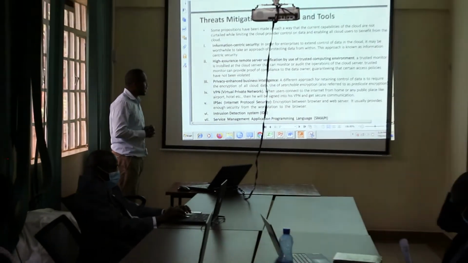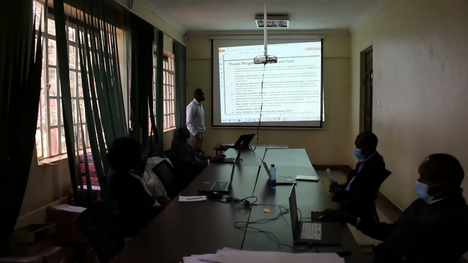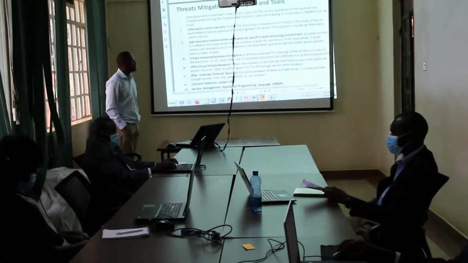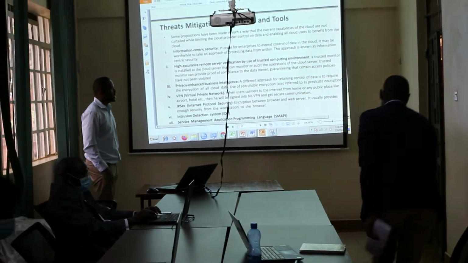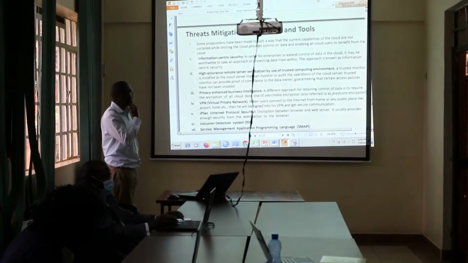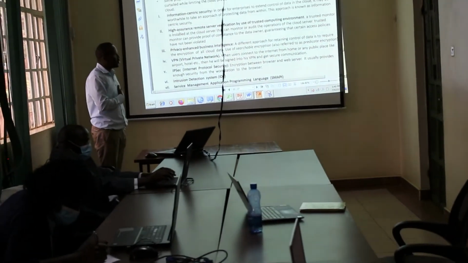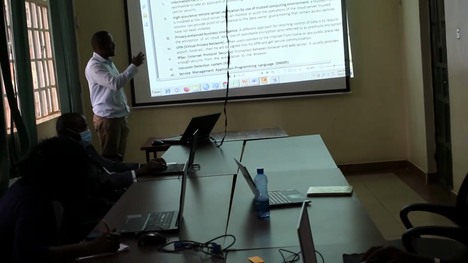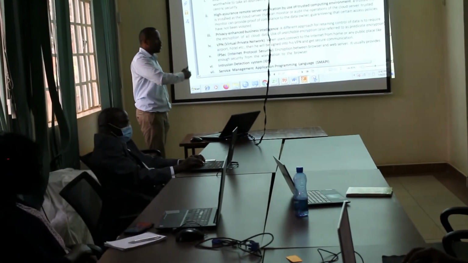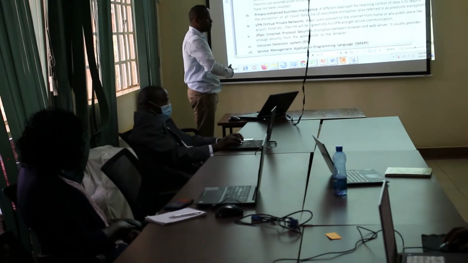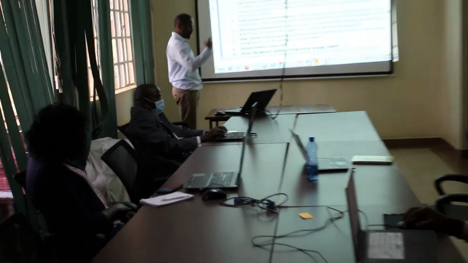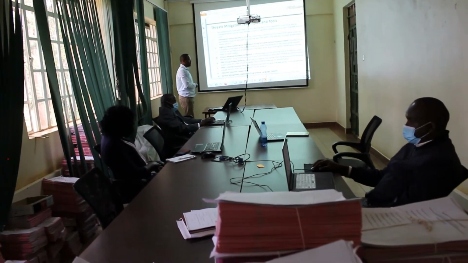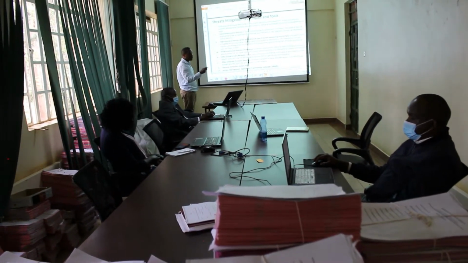The other mitigation technique is high assurance remote server verification by use of a trusted computing environment. So a trusted monitor is installed at the cloud server that can monitor and audit the operations of the cloud server. A trusted monitor can provide proof of compliance to the data owner, guaranteeing that certain access policies have not been violated. So in this case, you put an independent application, which is going to be firmware or a middleman, in between the organization which owns the data on the cloud and the cloud service provider. So you have a monitor in between. That basically provides a proof of compliance, right?